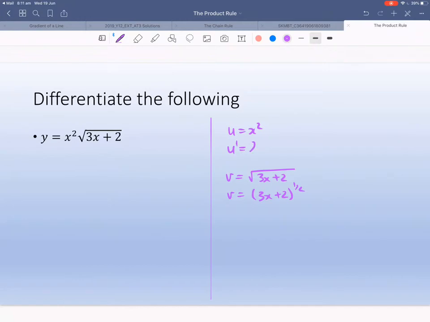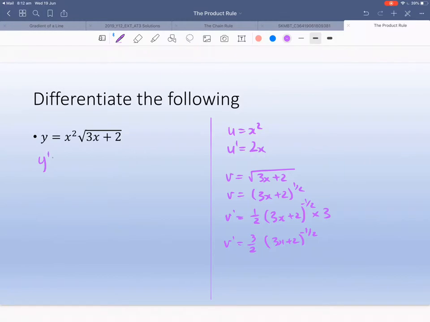U dash will just be 2x. V dash will be, this is a chain rule, we're going to put half at the front. 3x plus 2 to the power of negative a half times 3. So V dash equals 3 over 2, 3x plus 2 to the power of negative a half. Now I can put that as a fraction. I'll deal with that later.